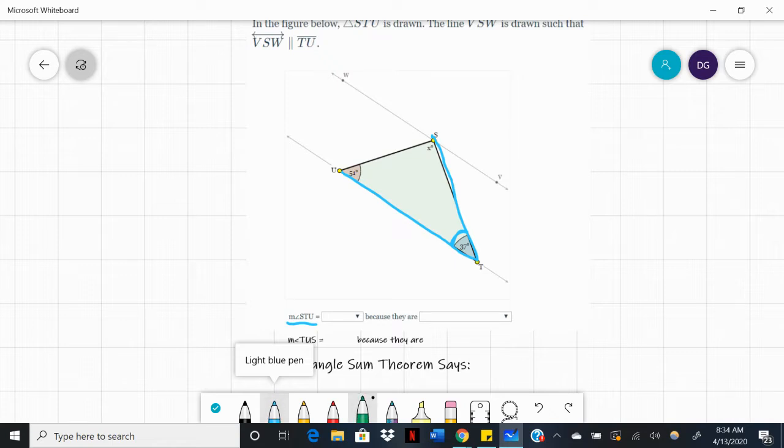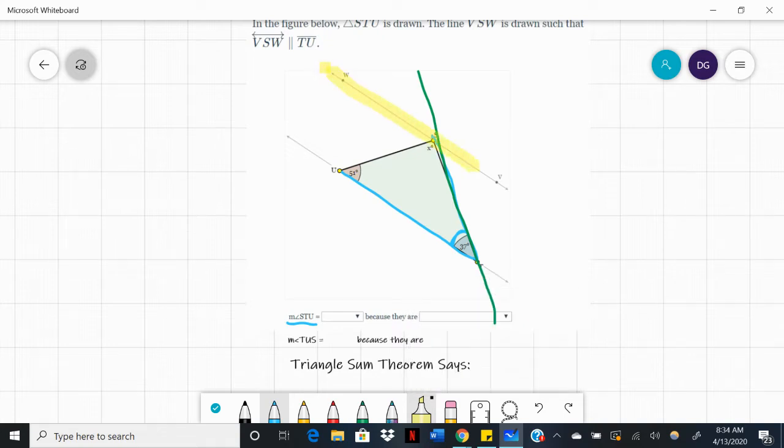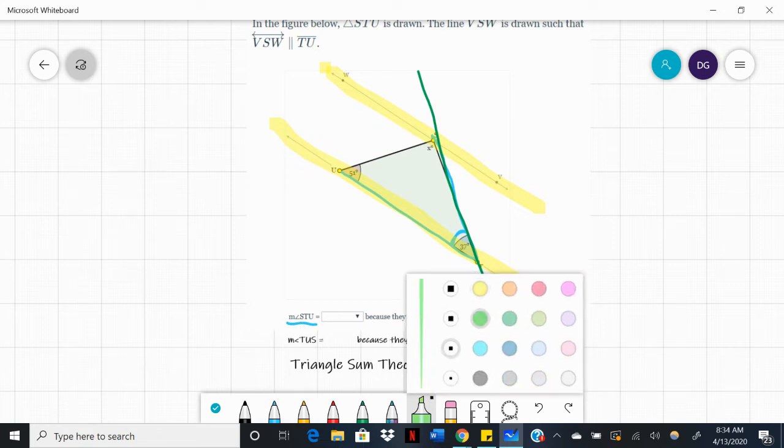Now, what I want to look at is this ST line. I'm going to highlight it in green here. That green line is actually a transversal, right? It's cutting both of these two parallel lines. See how those are parallel, they're running alongside each other. And that green line is the transversal, right? It's cutting it.